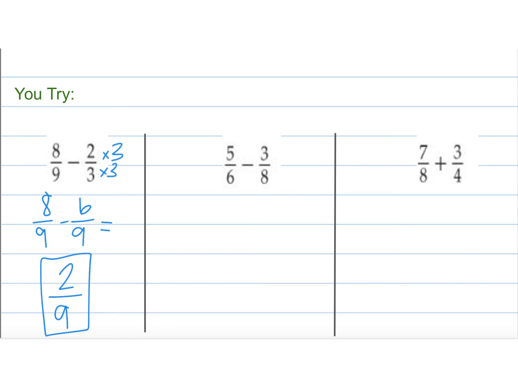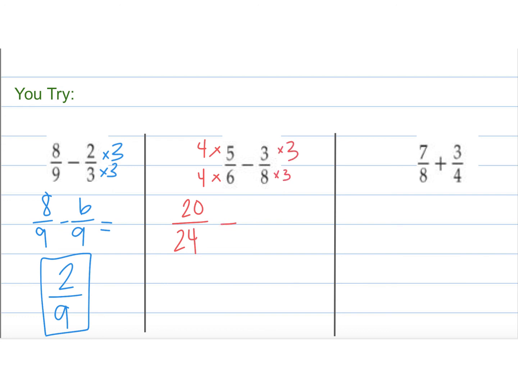Next one, 5/6 and 3/8. Common denominator for 6 and 8, 24. And again, if you don't know, you can always multiply them by the opposite. So you could do times 8 and this side times 6, and then for sure you'd end up with a common denominator. But I'm going to do 24. So that means I would multiply this side by 4, which would become 20 24ths. Multiply the other side by 3.